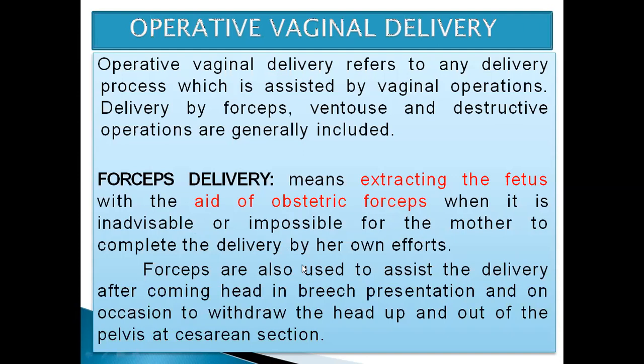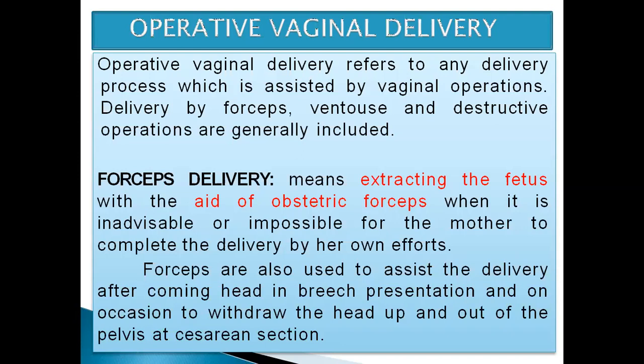The forceps is not only used in these cases, it is also used, for example, in breech presentation. After the delivery of the buttocks and the trunk and even the arms, for the delivery of the after-coming head in breech presentation, we can use forceps delivery. And on occasion, to withdraw the head up and out of the pelvis at cesarean section. While doing a cesarean section, if the engagement has already happened but due to some emergency condition we are doing the cesarean section, in that case also, to withdraw the head up and out of the pelvis, we can use the forceps.